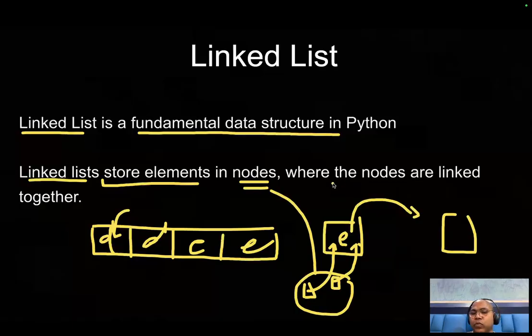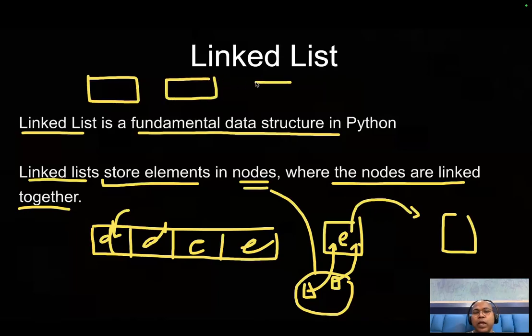So the nodes are linked together. In the linked list, we have one node, another node, another node, another node, and these nodes are linked to each other. This is known as a linked list, and this is the special terminology, node. A node contains two things: one is your element, and one is the address for the next element.